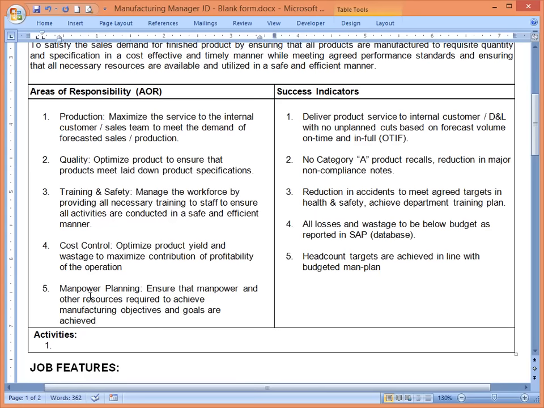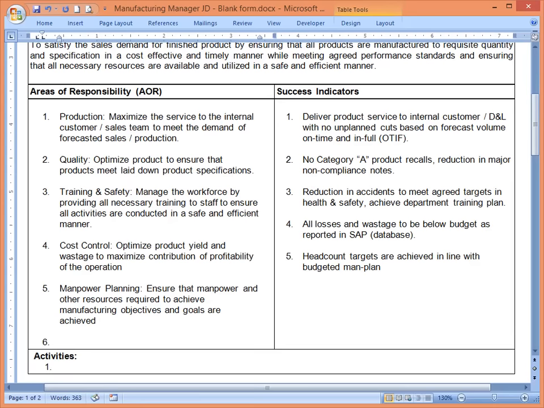return. I'm not, the compensation is too high for having just 5 areas of responsibility. Then the manufacturing manager will say, okay, I'll add more. No problem. I can add more responsibility. Okay, what else are we going to add?